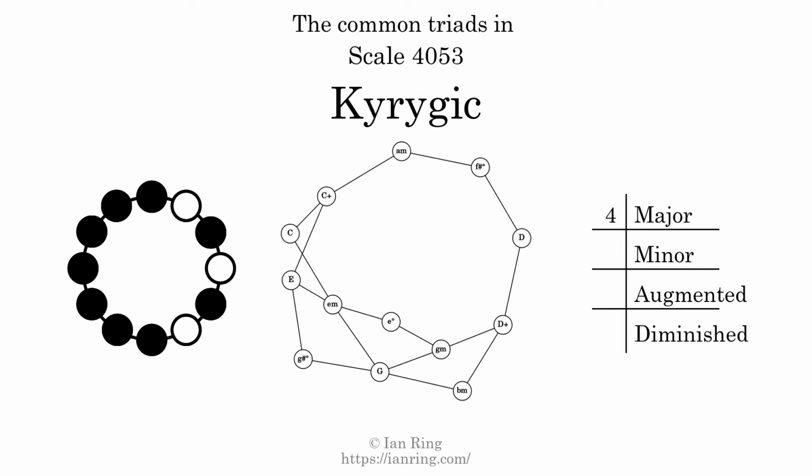There are 4 major triads. There are 4 minor triads. There are 2 augmented triads. There are 3 diminished triads. Here is a Hamiltonian path of parsimonious voice leading that uses all the triads.